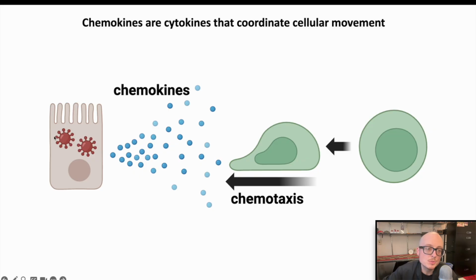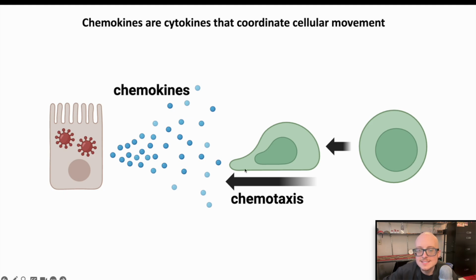So in this simple example that we have here, we can see an infected cell. There's viruses in it. And infected cells, for example, produce chemokines typically in large quantities. And as this cell secretes the chemokine, the concentration of that chemokine is going to be greatest at the source, nearest to the cell. And as the chemokine diffuses away, the concentration is going to diminish.